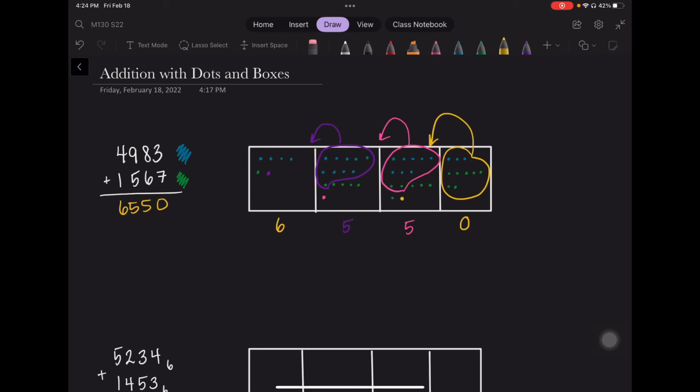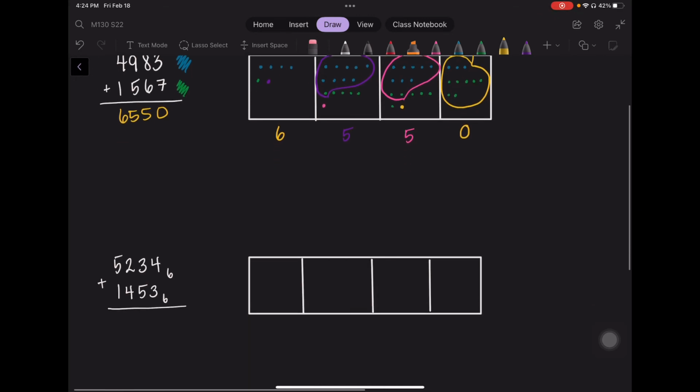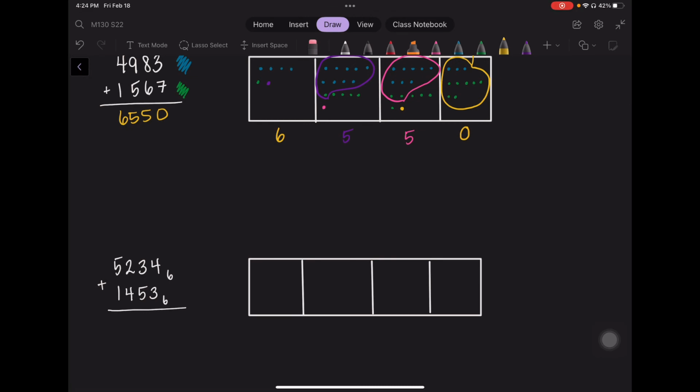You can feel free to check that using your standard addition on the left-hand side, which in base 10 we know how to add just with our standard algorithm. However, when you get into different bases, the dots and boxes method's actually pretty friendly.